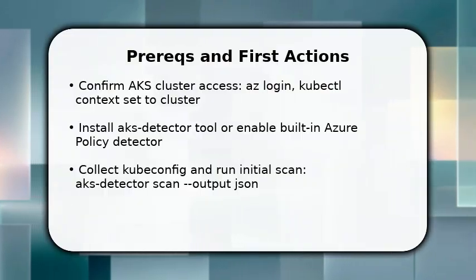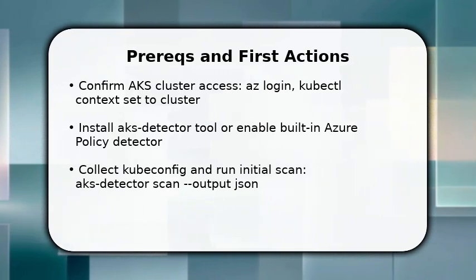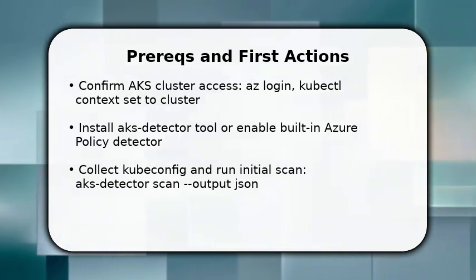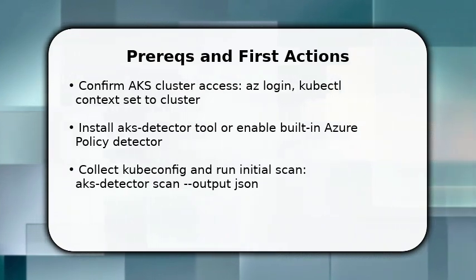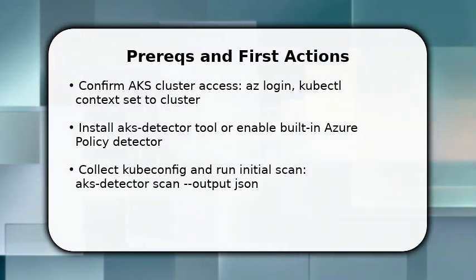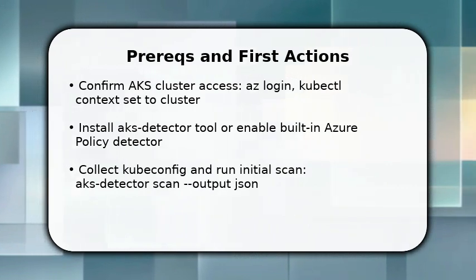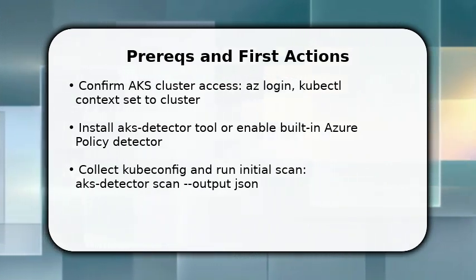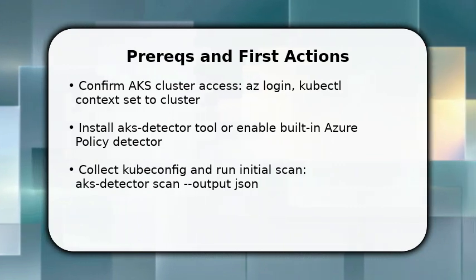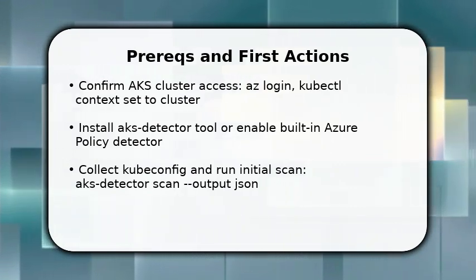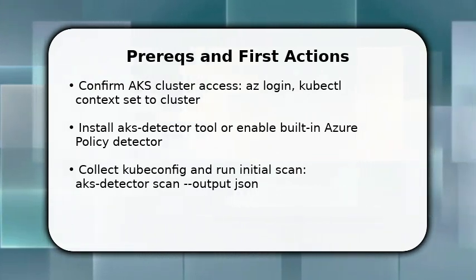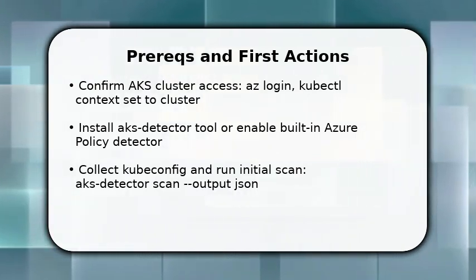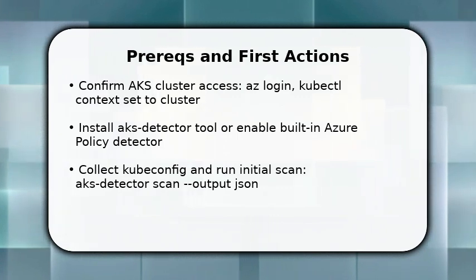You'll start by confirming access and quickly running the first scan. Log in with az login, set your kubectl context to the target cluster, and make sure the AKS Detector binary or extension is installed. Once done, export or confirm your kubeconfig and run the initial scan command to gather findings. This gives you a baseline of misconfigurations and alerts so you know what to prioritize next. Don't skip this immediate verification step.